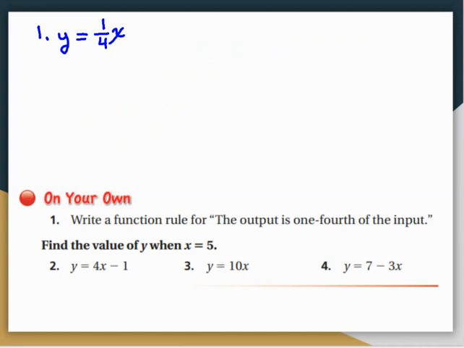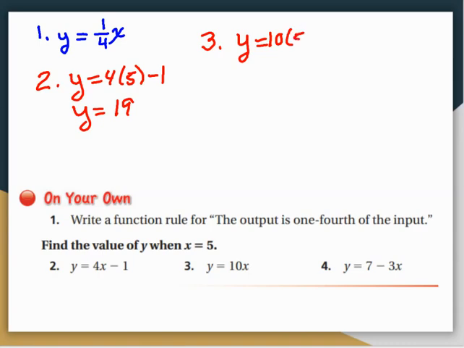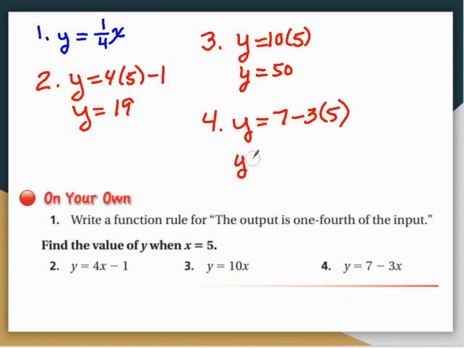Okay, so for number 1, you should have gotten y equals 1/4 x. For number 2, we should put 5 in there. So we have y equals 4 times 5 minus 1. So y equals 19. For number 3, y equals 10 times 5. So y equals 50. And for number 4, you have y equals 7 minus 3 times 5. 3 times 5 is 15, so y equals negative 8.